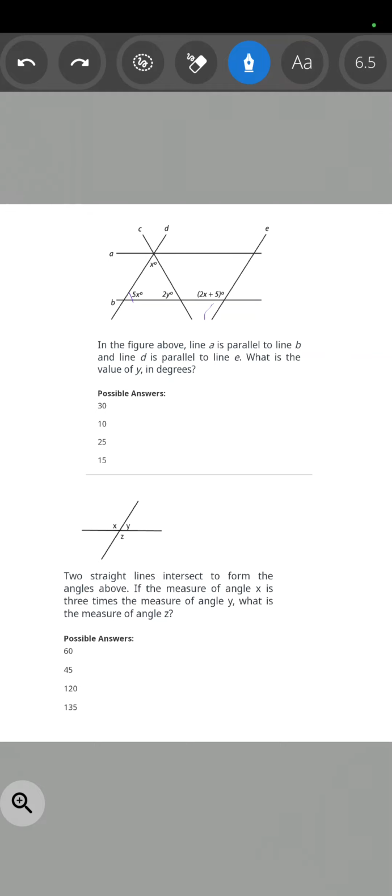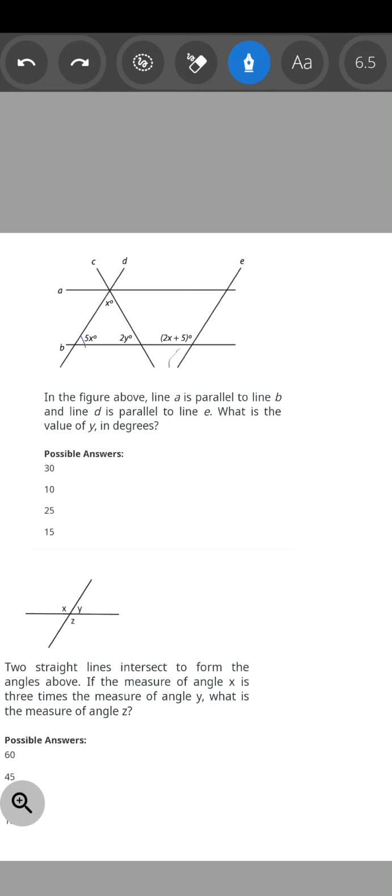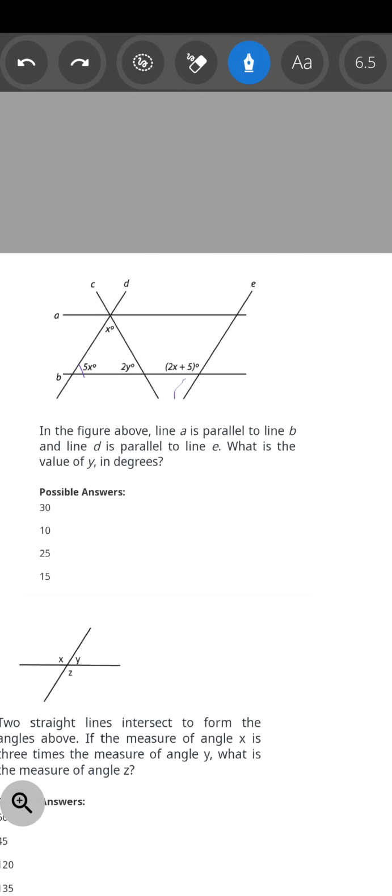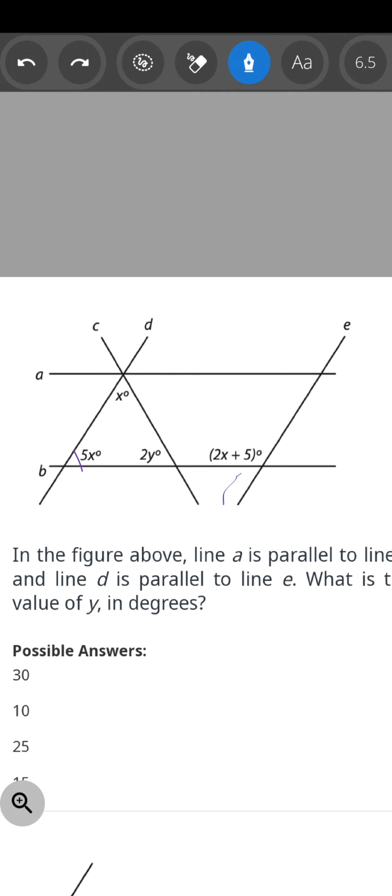Hello everyone, today I'm gonna talk about the solutions of some SAT math questions which are about lines, angles and triangles. So let's begin and do them together. Our first question is that in the figure above, line A is parallel to line B and line D is parallel to line E. What is the value of y in degrees?